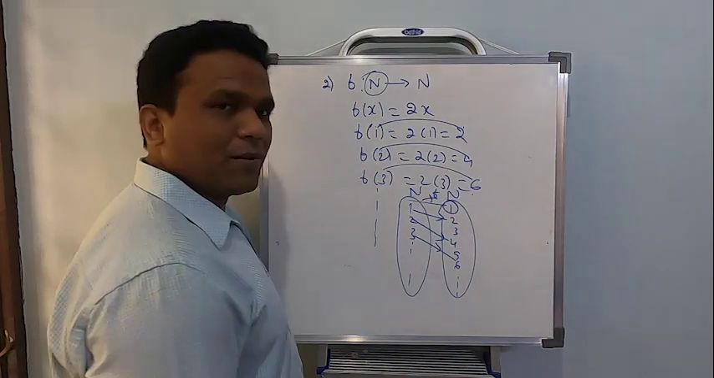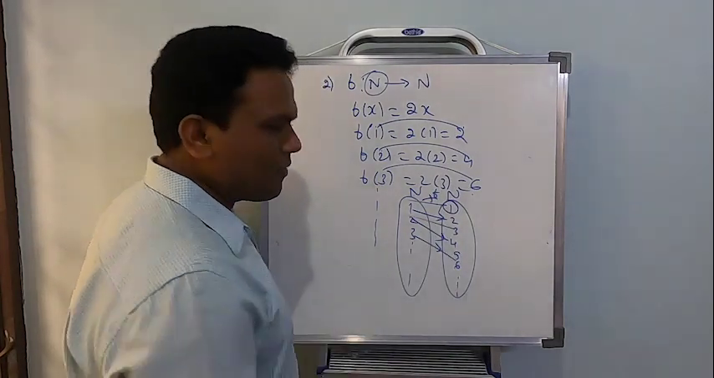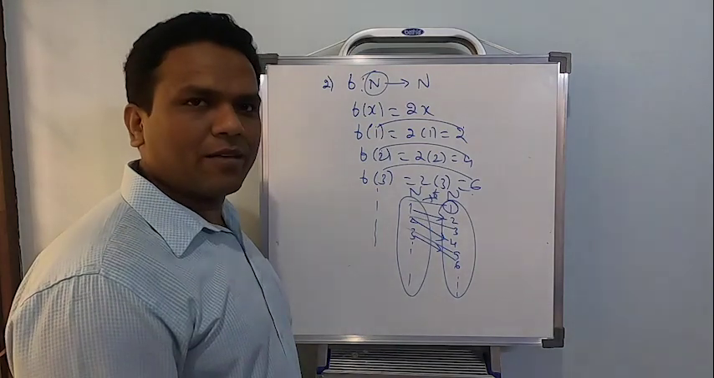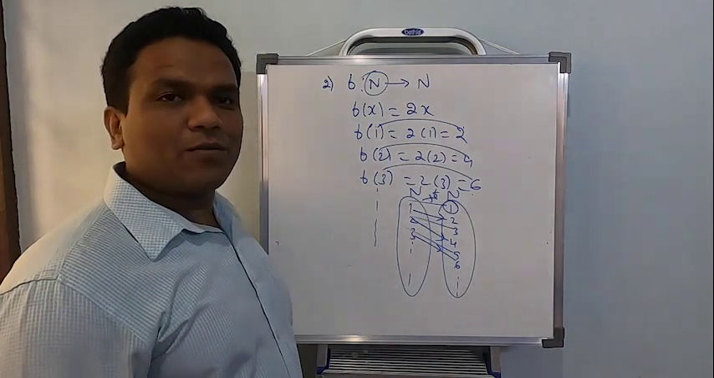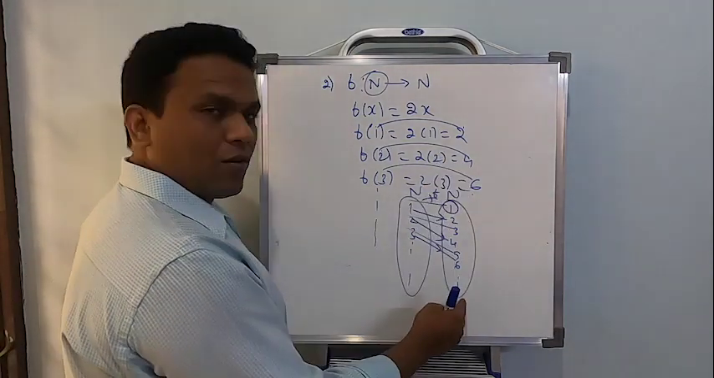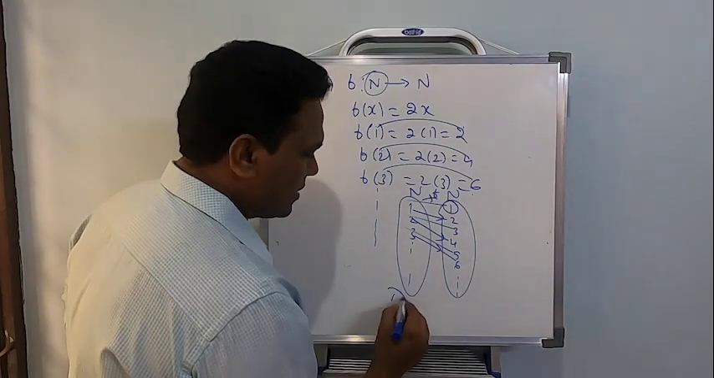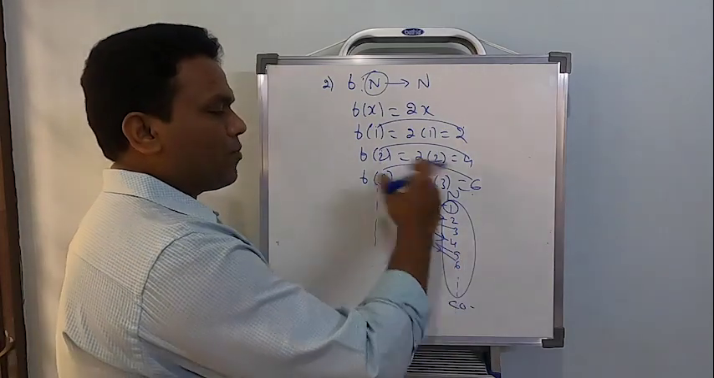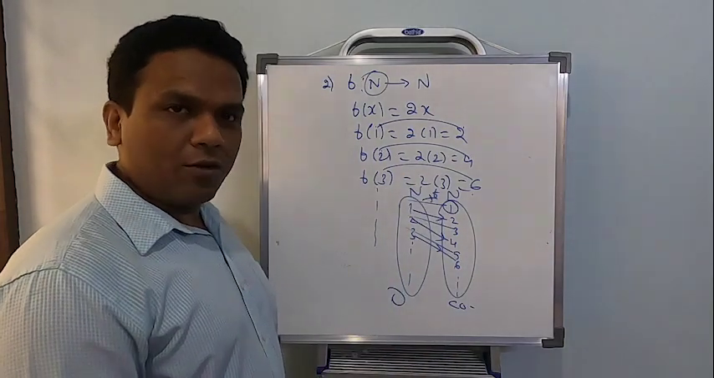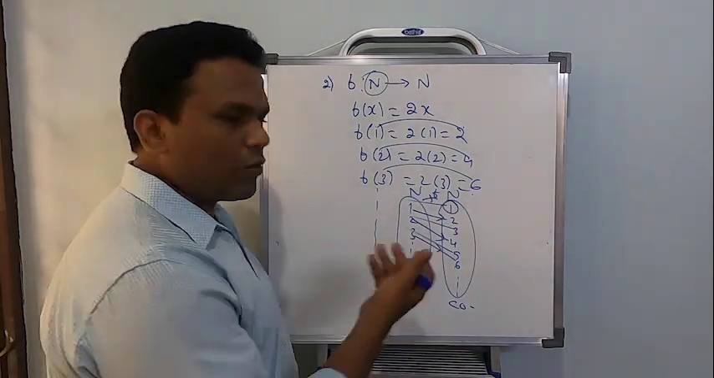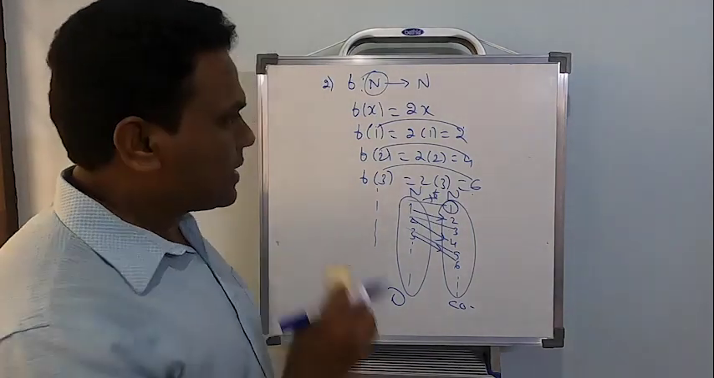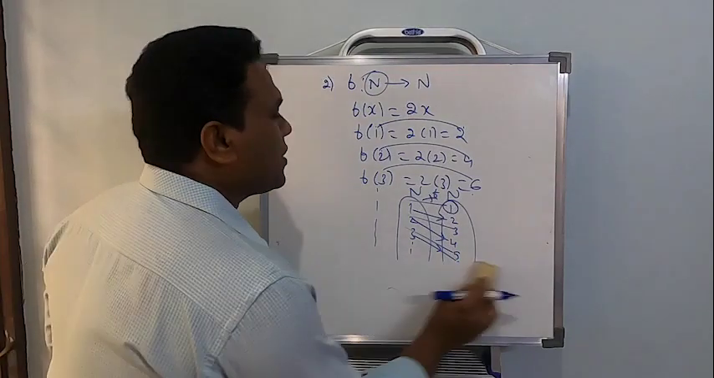1 does not have a pre-image, 3 does not have a pre-image, 4, then the next one, 5 does not have a pre-image. But when will you say it becomes onto? If every element of the codomain, this is domain, this is codomain, is having a pre-image in the domain. But here a few elements will not be having the pre-image.